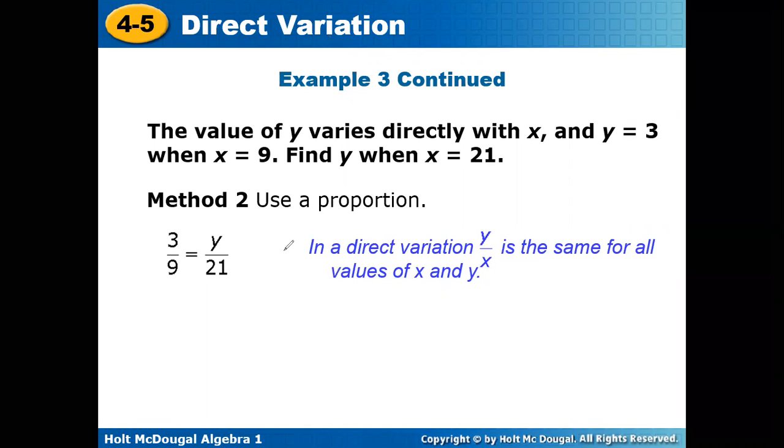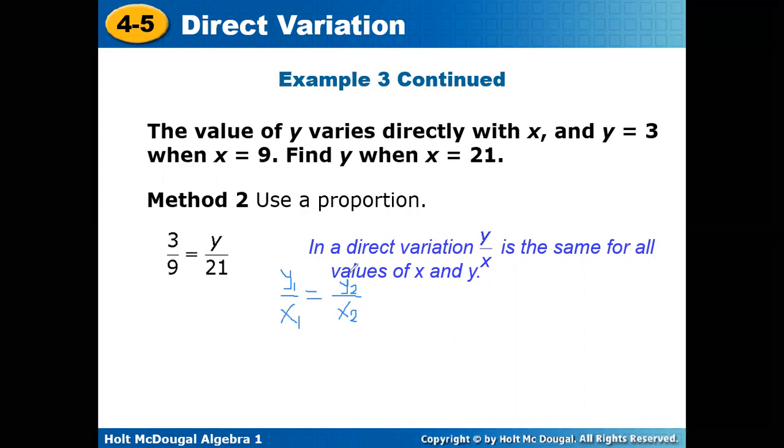If you have direct variation, you can write like this: y1 over x1 is equal to y2, means the second y, over x2. So you can memorize this rule for any direct variation when I ask you to find the value of y or the value of x, the second y or the second x.